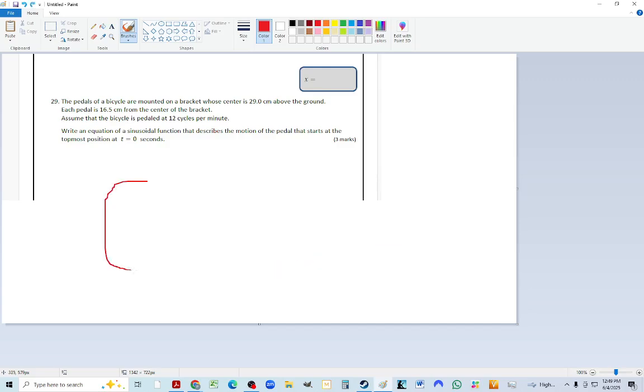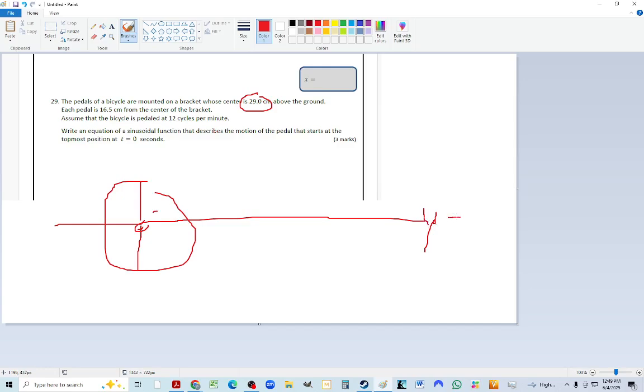But here they're telling me I have a bicycle, and it says whose center is 29, so the center of the bicycle here is 29 meters above the ground. That's the center. This tells me my axis will be at y is equal to 29, because the axis just happens to be also the center of the wheel. We got something else. So that's going to be the axis.